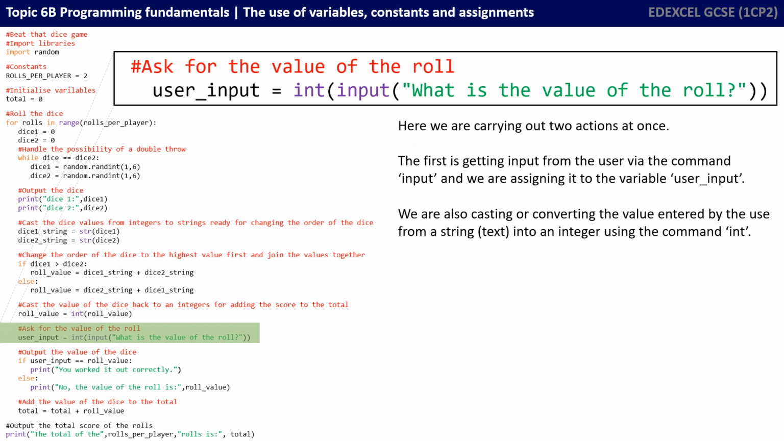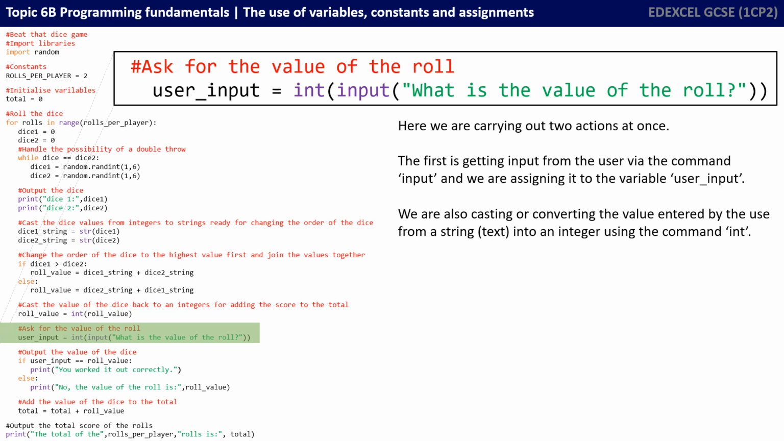Here we're carrying out two actions at once. The first is getting input from the user via the command input, and this is how we typically get input from, say, the keyboard, and we're assigning it to the variable user input. But at the same time, we're also casting or converting the value entered by the user from a string into a number, and that's performed by the command int.